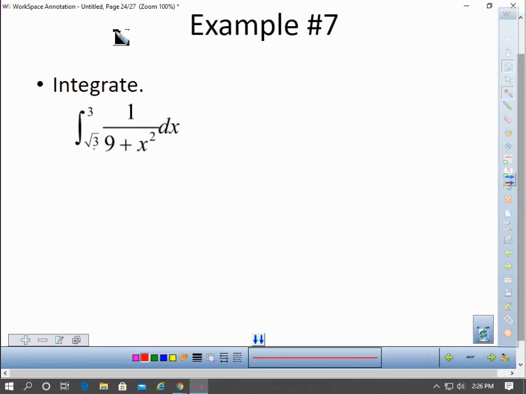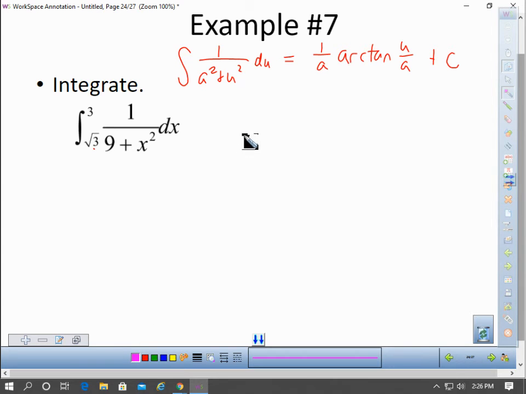So what is the rule for arctan? Well, that one looks like this. It's 1 over a squared plus u squared du. And the answer is going to be 1 over a arctan of u over a plus c. All right, so that's our rule. So when you look and you compare it to this, we can figure out everything just beautifully. All right, so what is our a value, and what is our u value, and what is our du?